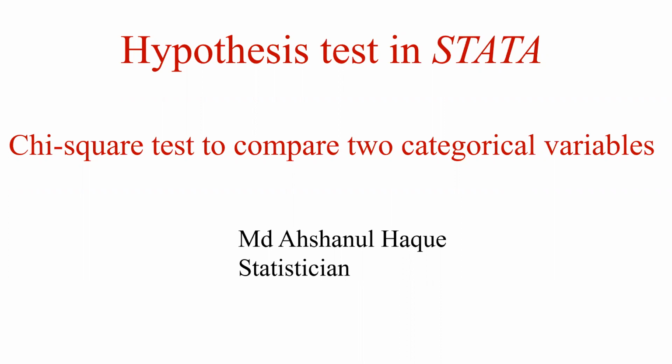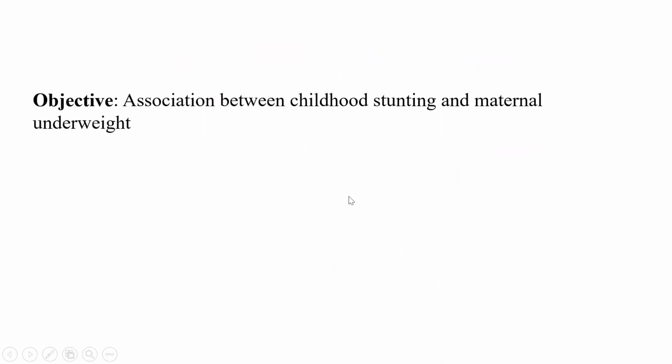Now, I would like to discuss hypothesis testing. Today I will discuss the chi-square test to compare two categorical variables. Let us suppose an example objective: the association between childhood stunting and maternal underweight. Childhood stunting is chronic malnutrition in children, and maternal underweight is defined by a BMI less than 18.5.